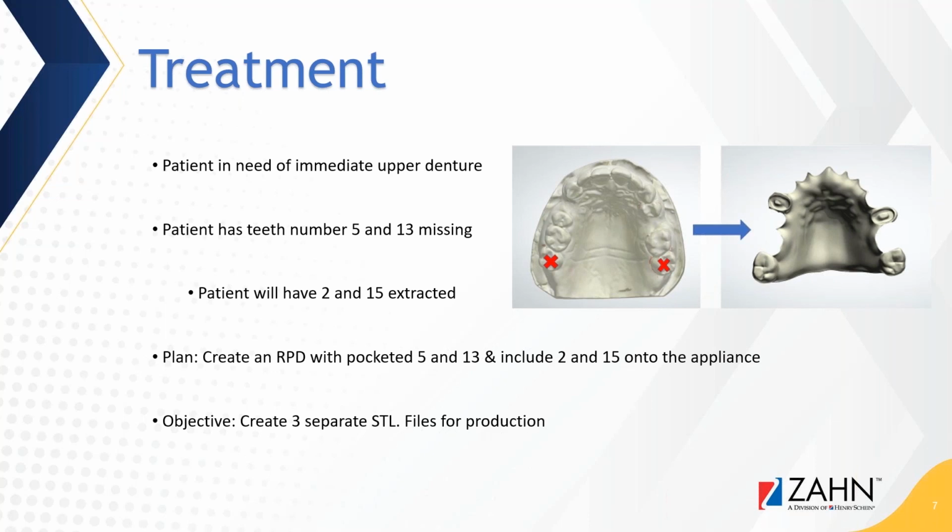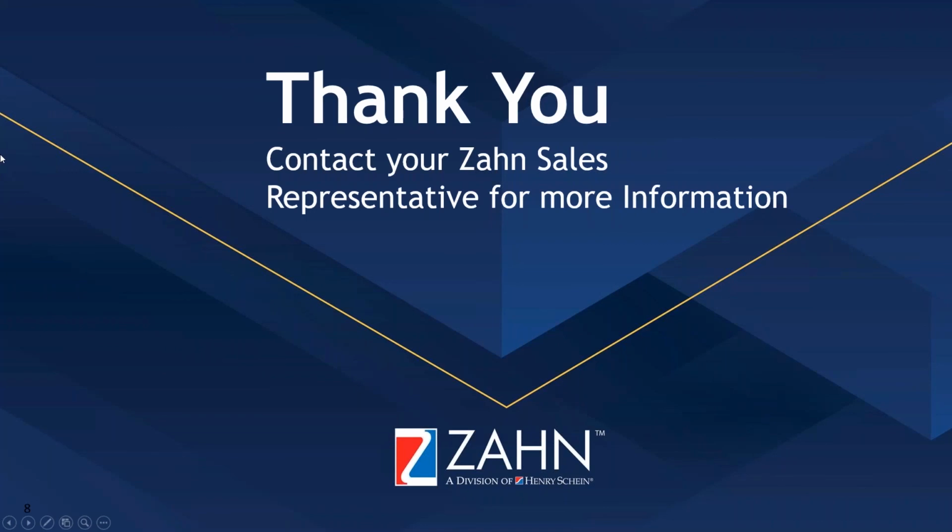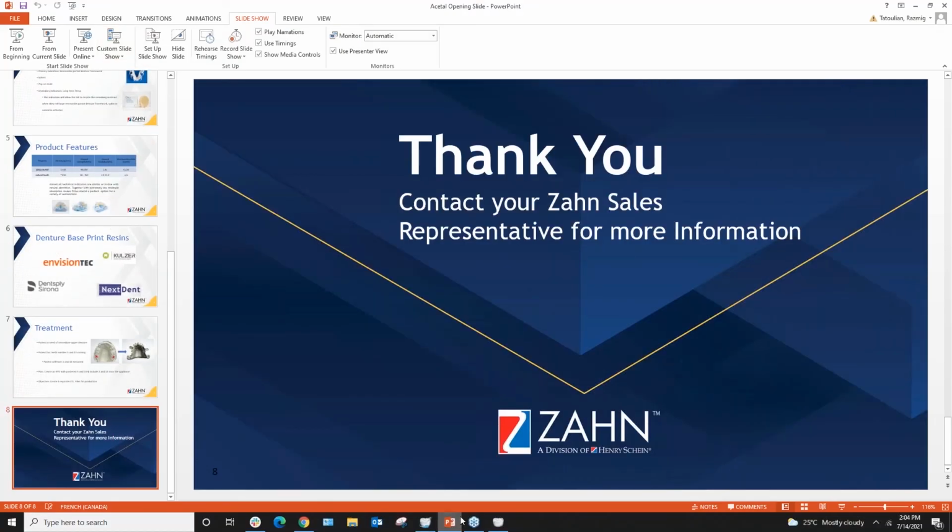The plan itself for the treatment is to create an RPD with pocketed 5 and 13 and include the 2 and the 15 onto the appliance as you see on the right side of the screen. Now, all this, once the design is finished, will be separated in 3 STL files for the production itself. So let's move ahead to a live demo.